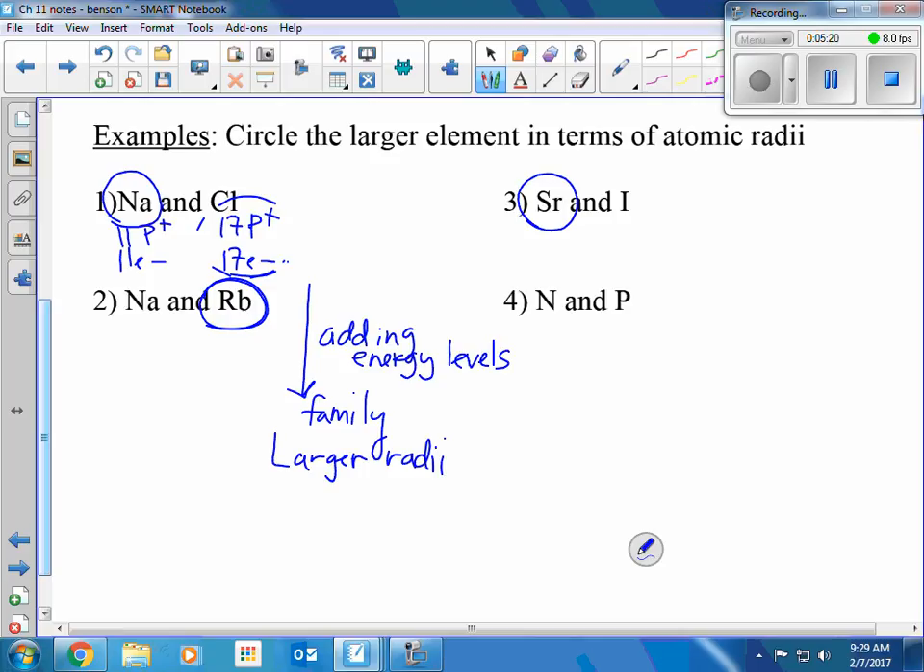Between nitrogen and phosphorus, they are right next to each other, but phosphorus is in the third energy level. That one is going to be larger. Okay, so that's all with effective nuclear charge and atomic radii and how they are combined. You just really need to remember the trend that the further to the right that they are in the same energy level, the smaller the atomic radii.